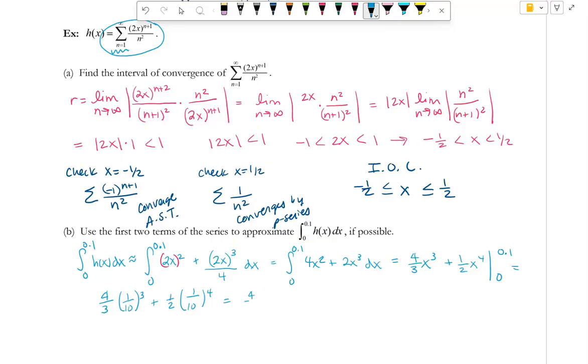So that's really like 4/3 times 1/10 to the 1st, 2nd, 3rd power, so 1,000th, plus 1/2 times 1/10 to the 4th power. So I really have 4/3,000 plus 1/20,000. And to get common denominators here, I think my least common multiple of 3,000 and 20,000 is probably going to be 60,000.